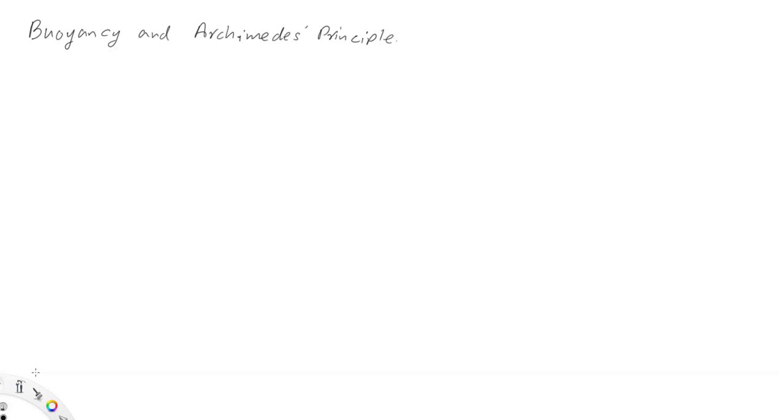We are moving on to a new topic, buoyancy and Archimedes' principle. So let's see what buoyancy is. I believe you have an idea what buoyancy means. If something is floating, we say that there's a buoyancy force, or a buoyant force, acting on it to lift it, like keep it floating on the liquid.